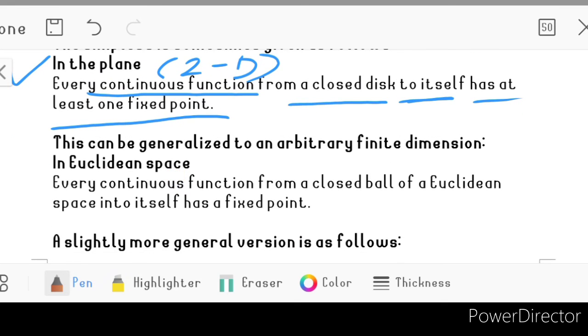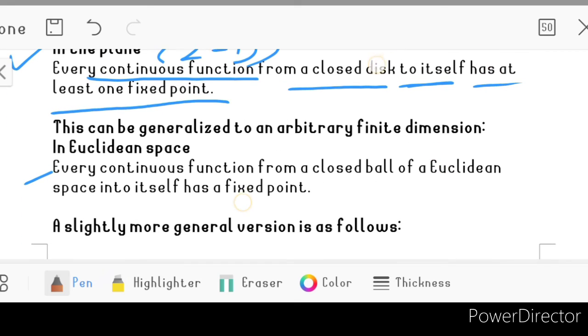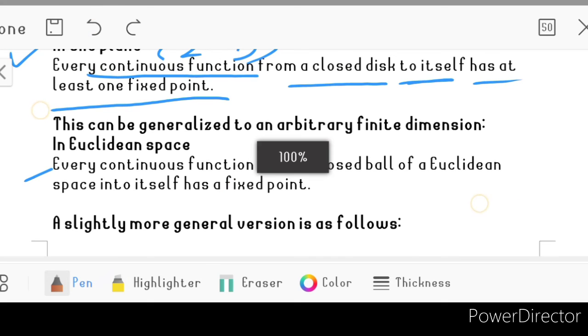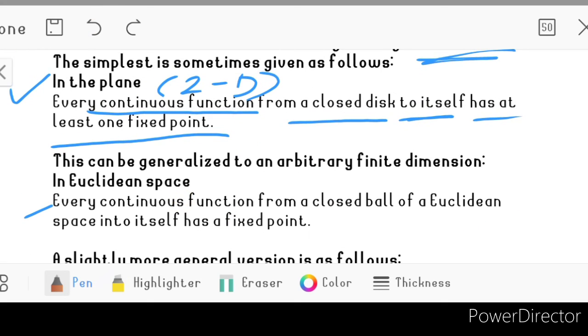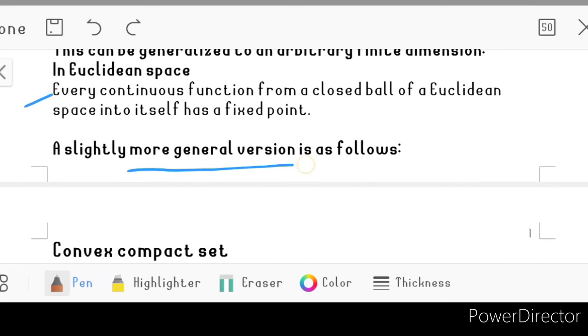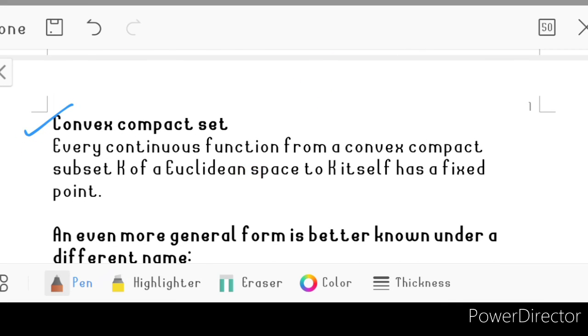Second is Euclidean space. Every continuous function from a closed ball of a Euclidean space to itself has a fixed point. It is the same as what we have just said in the plane. A slightly more general version: now we are talking about a convex compact set. Every continuous function from a convex compact subset K of a Euclidean space to K itself has a fixed point. You can see the theorems are almost the same. They are saying the same thing, but we are talking about different dimensions.